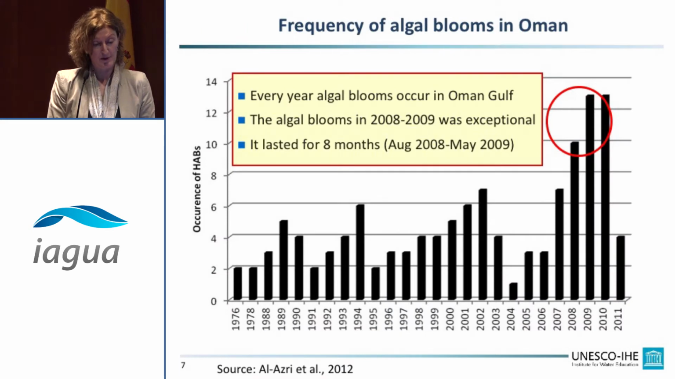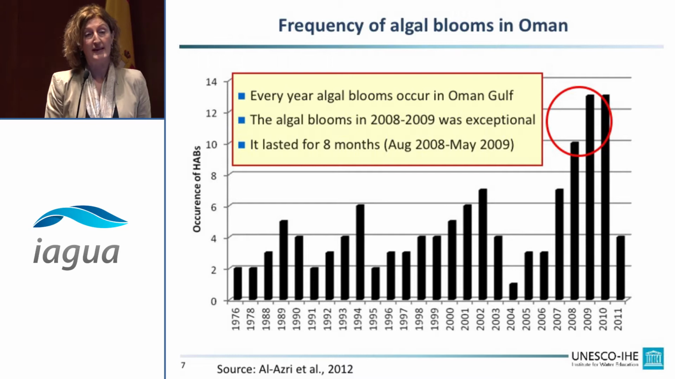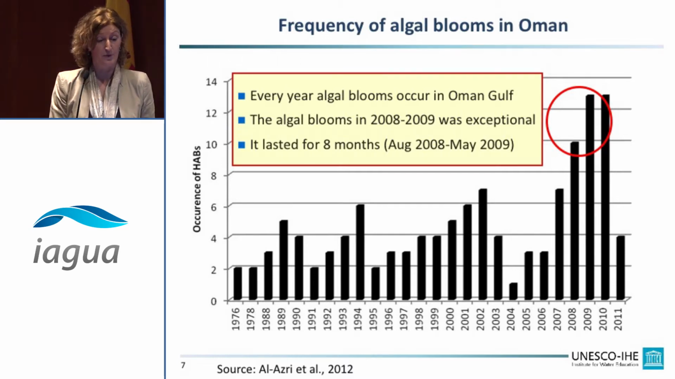Now, this is just some information from Oman, and here we see the occurrence of harmful algal blooms. So these are algal blooms that produce toxins over the years. And we do see a slight increase in the frequency since about 2008 and in 2009. But in fact, every year in Oman, they have an algal bloom. It's not always a harmful algal bloom, but they have one every spring and every autumn.